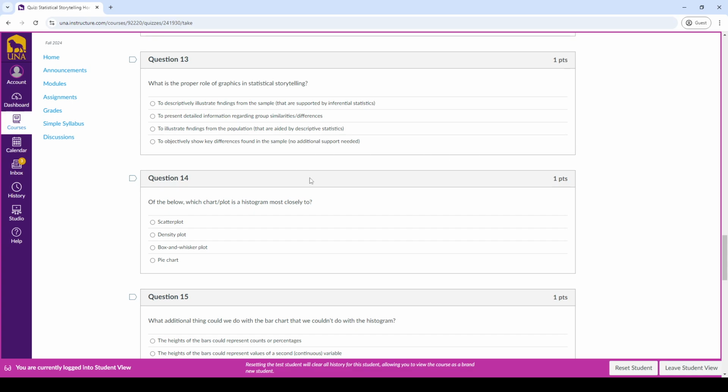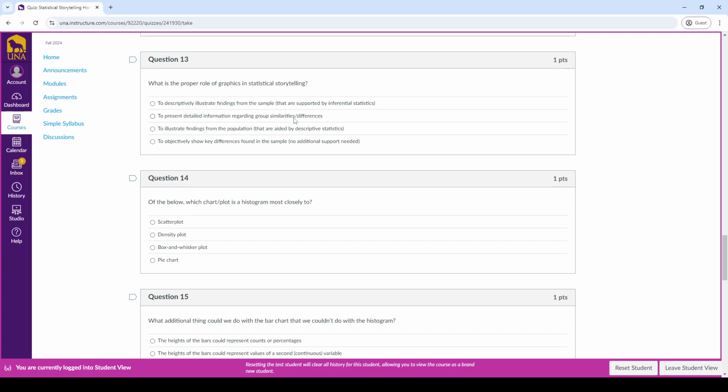All right. So what is the proper role of graphics in statistical storytelling? Love me some graphics. So what is the role of graphics? "To descriptively illustrate findings from the sample that are supported by inferential statistics." All right, that sounds very promising, but we'll put a pin in that and read the rest.